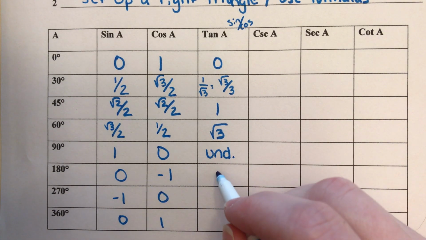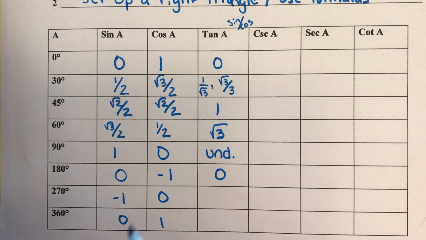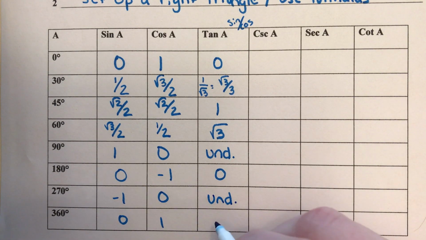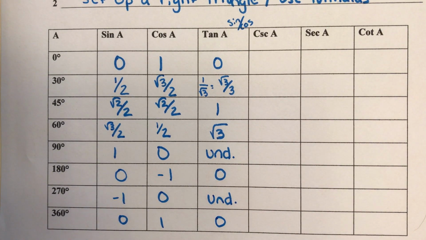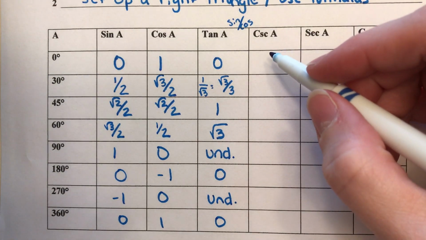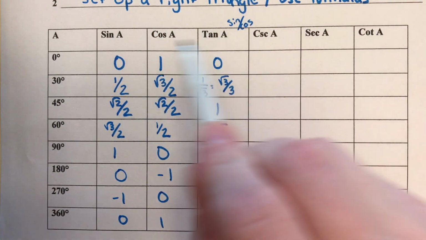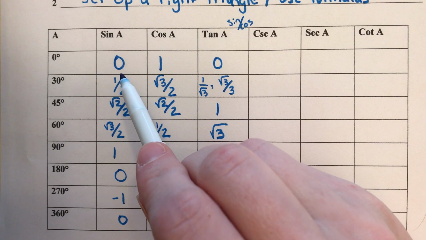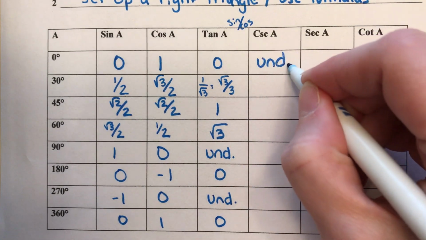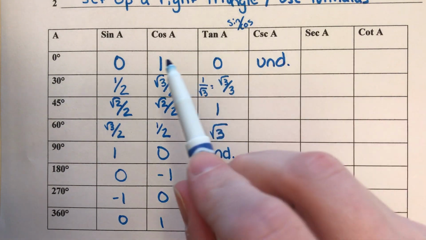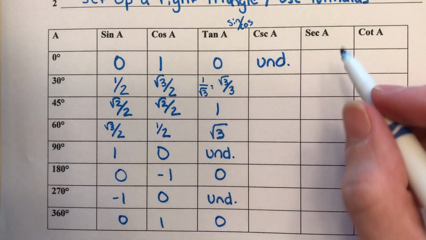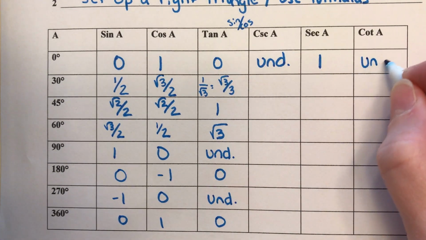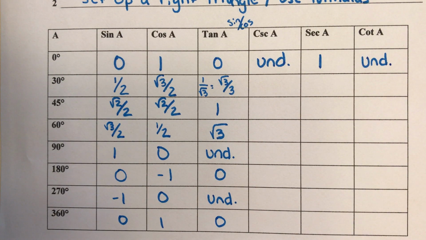180, 0 over -1 is 0. 270, -1 over 0 is undefined. And then 0 over 1 is 0. Okay, so cosecant is the reciprocal of sine. So if I make 0 a fraction, 0 over 1, if I flip it, I get 1 over 0, so that's undefined. Secant is the reciprocal of cosine, so 1 over 1 is still 1 over 1. And cotangent, the opposite of 0, is undefined.